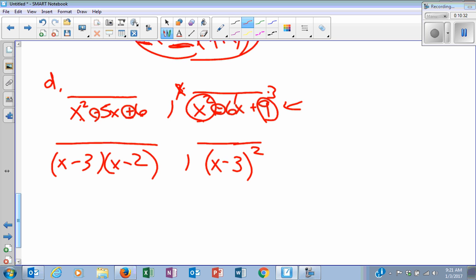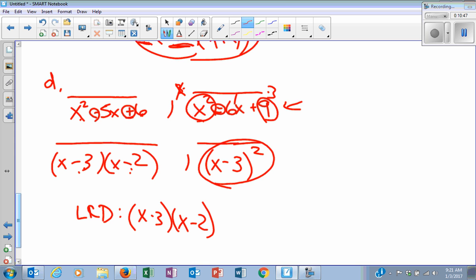Now when I go to find my least common denominator, my least common denominator is going to be everything from this one: x minus 3, x minus 2. But the problem is, this one has 2 of these. So I need a second one, so it's actually going to be x minus 3 squared in my least common denominator. Remember, technically this one has x minus 3 twice. So I need that twice in my least common denominator.